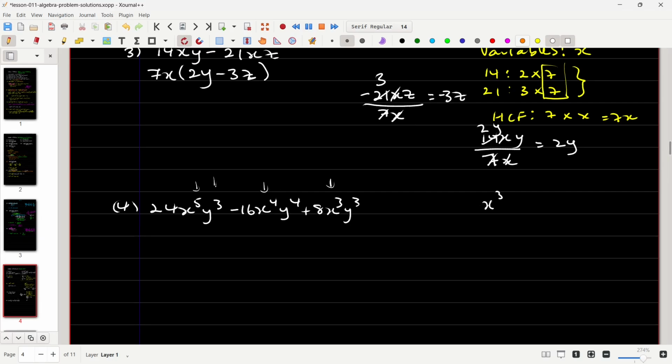Then we have y to the third power, that's the lowest we have so far. Then y to the fourth, that's not the lowest that we have so far, so we stick with y to the third. Then we have y to the third, which is the same as the original. So yes, y to the third power.